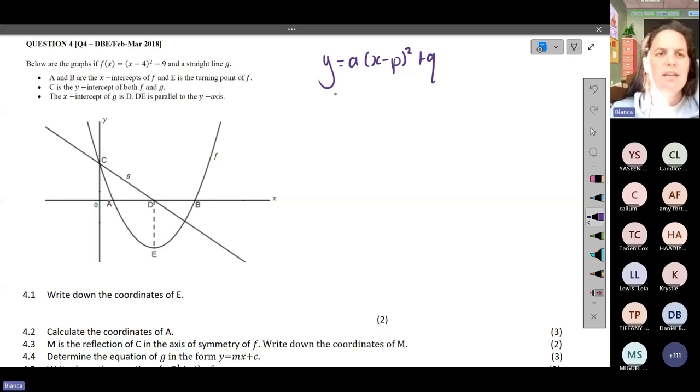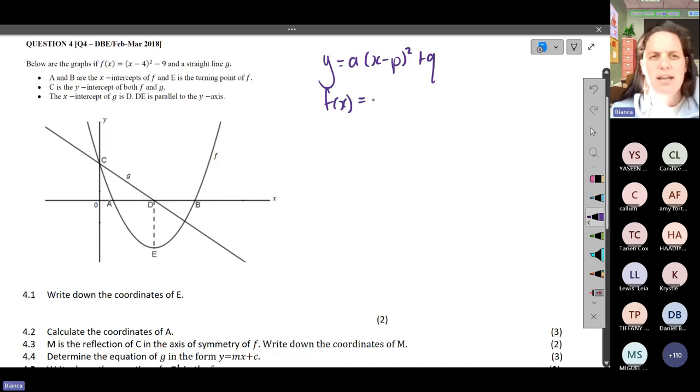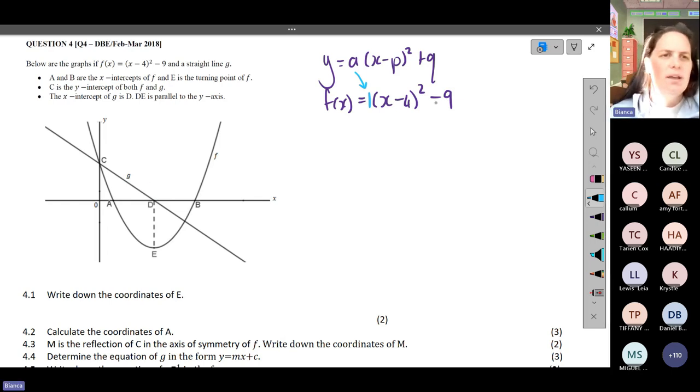So this formula, they give it to you like this. They call it f of x and they say it's (x minus 4) squared minus 9. Okay, the a is there, all right? But in this case, the a is obviously just positive 1. And that makes sense because you can see it's a concave up parabola. Then they say A and B are the x-intercepts, and the turning point, and so on. Looks like everything is fine.